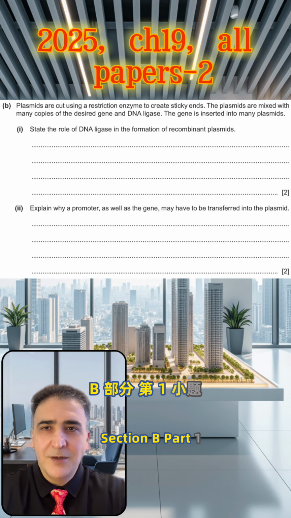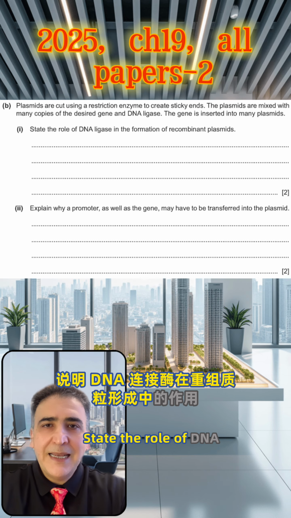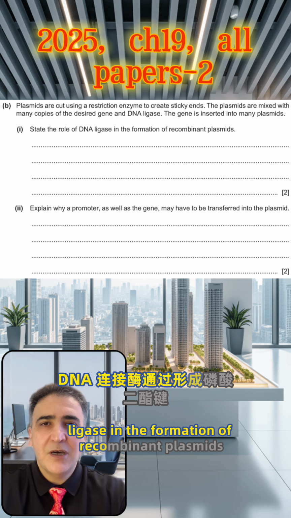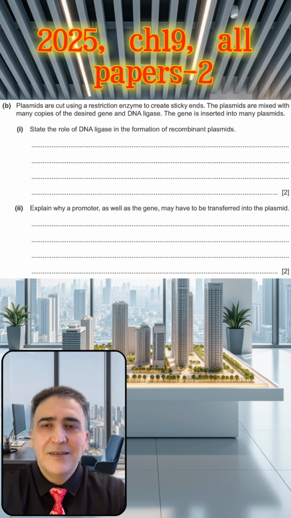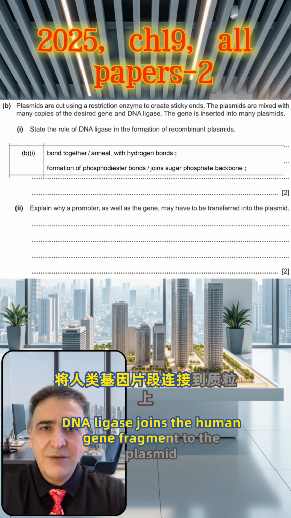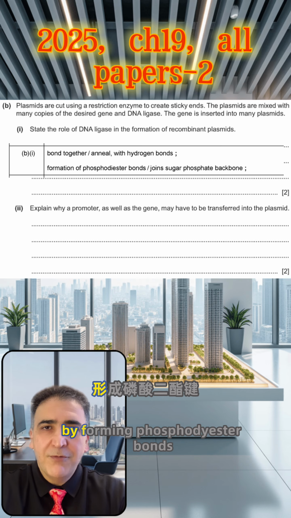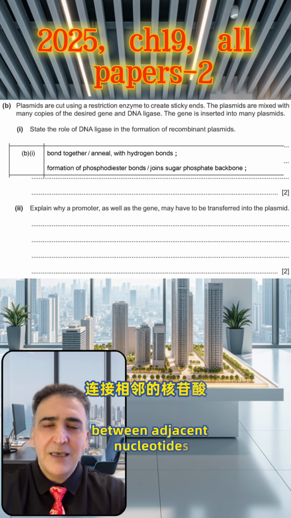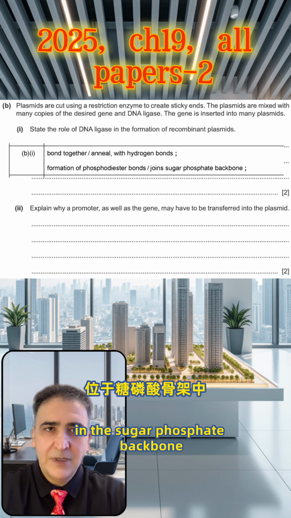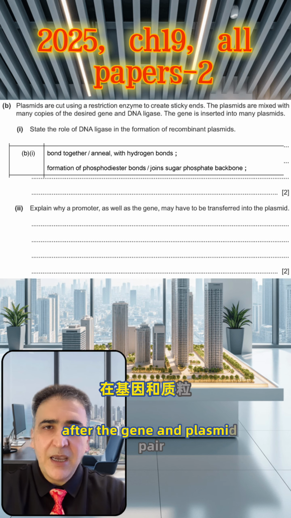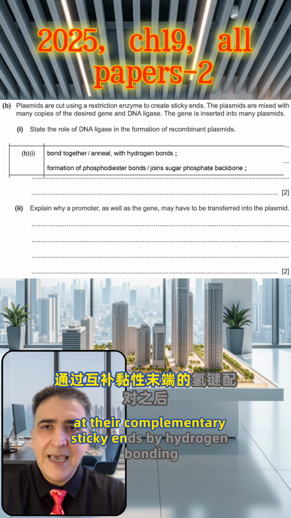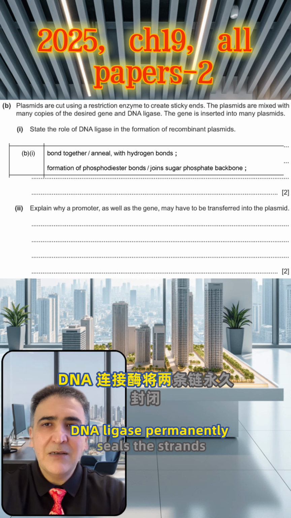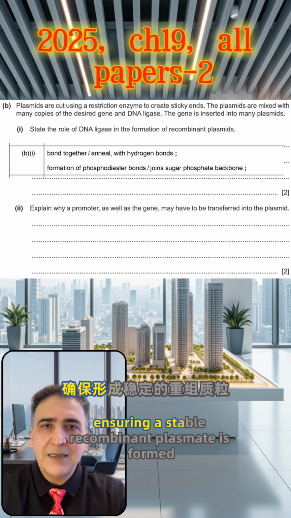Section B, Part 1. State the role of DNA ligase in the formation of recombinant plasmids. DNA ligase joins the human gene fragment to the plasmid by forming phosphodiester bonds between adjacent nucleotides in the sugar phosphate backbone. After the gene and plasmid pair at their complementary sticky ends by hydrogen bonding, DNA ligase permanently seals the strands, ensuring a stable recombinant plasmid is formed.